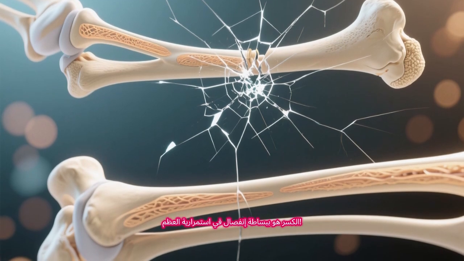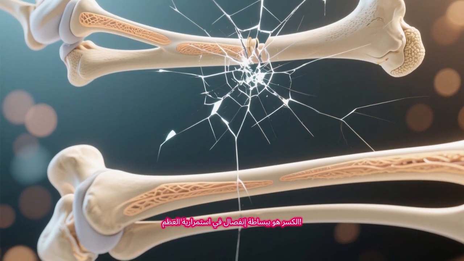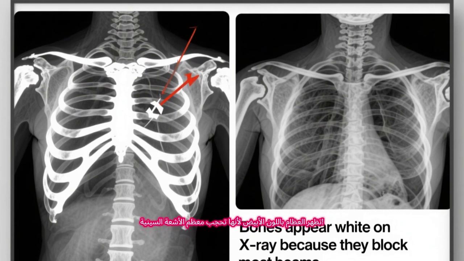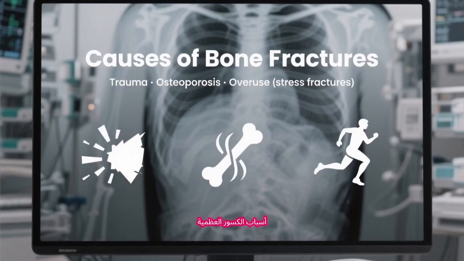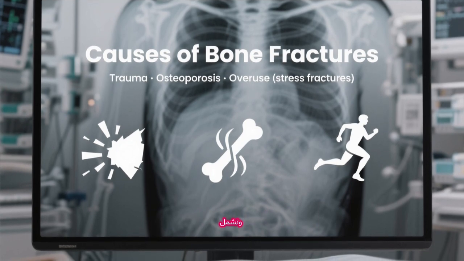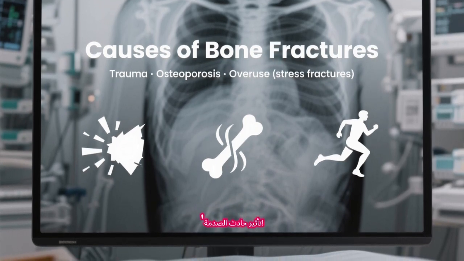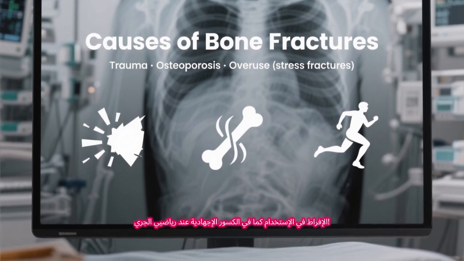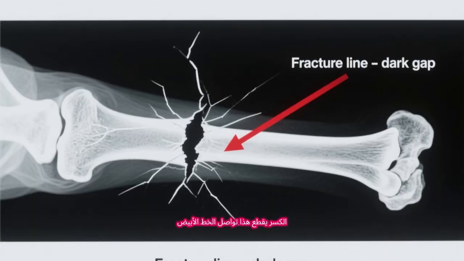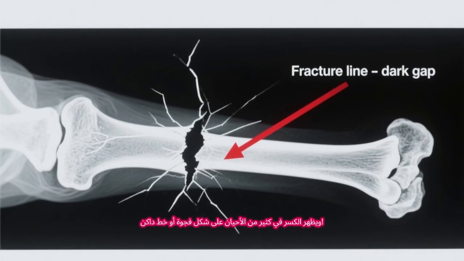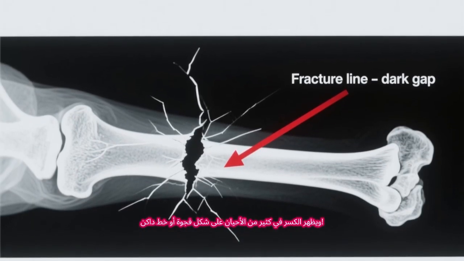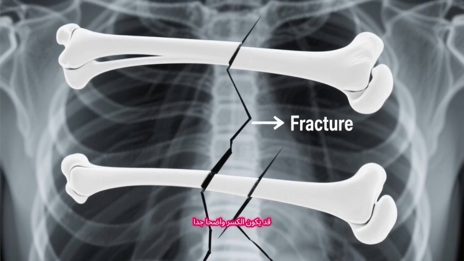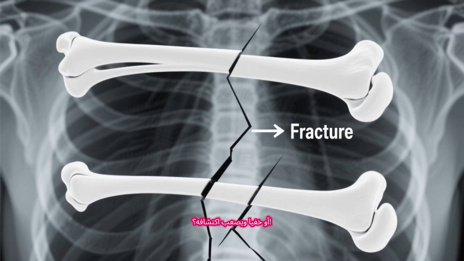A fracture is simply a break in the continuity of a bone. On an X-ray, bones appear white because they block most X-ray beams. The causes of bone fractures include trauma, accident or impact, osteoporosis, weak bone, and overuse, such as stress fractures in a running athlete. A fracture interrupts this white line and the break often appears as a dark gap or line. Depending on the severity, it may be very obvious or subtle and hard to spot.